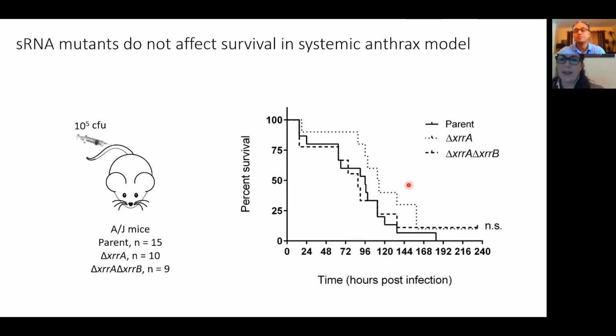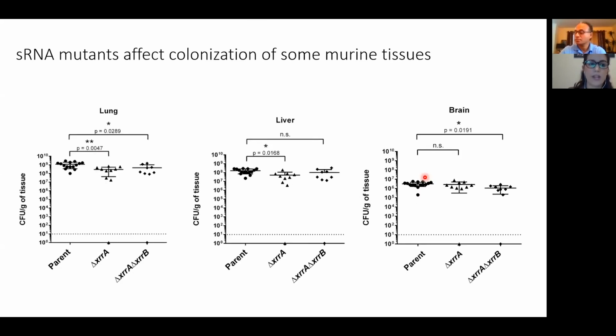We found, however, that infection with the parent or the sRNA null had no effect on survival of the mice in this systemic model. However, looking at organ colonization, we found that in the lung, the liver, and the brain of mice, there was a slight defect in colonization in the sRNA mutant strains. And so this suggests that these sRNAs potentially are modulating some aspect of survival in the host. And we're going to explore this further with further experiments.